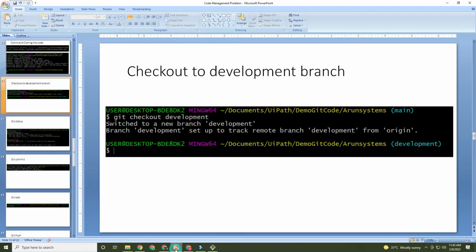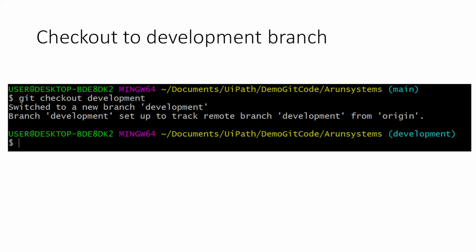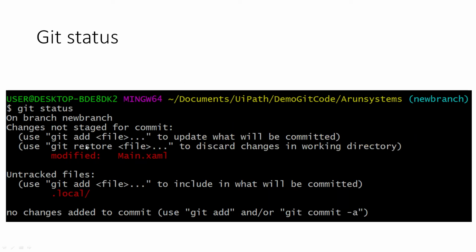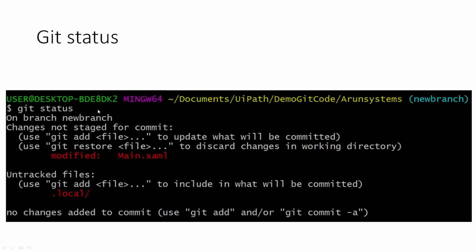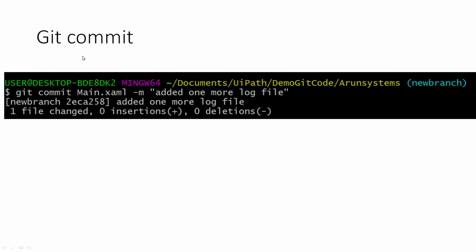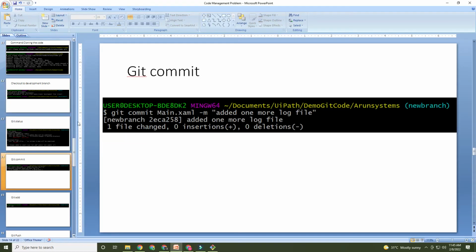So for that, let me show it. See, what I did here is I checked out the development branch, and then I checked with git status, right? So now I have to commit it because this is the one I have changed. That is main.xaml I have changed. So I have to commit it. For committing it, the command is git commit and the file name, right? I'll show you that.